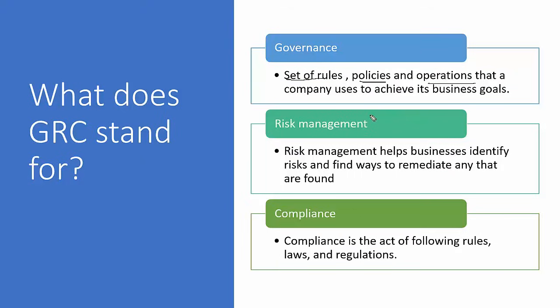If you can see the second part, which is called risk management, it helps the business to identify risk and find a way to remediate anything that is found in the company. So a company basically uses the enterprise risk management program to predict the potential problems and minimize the loss.